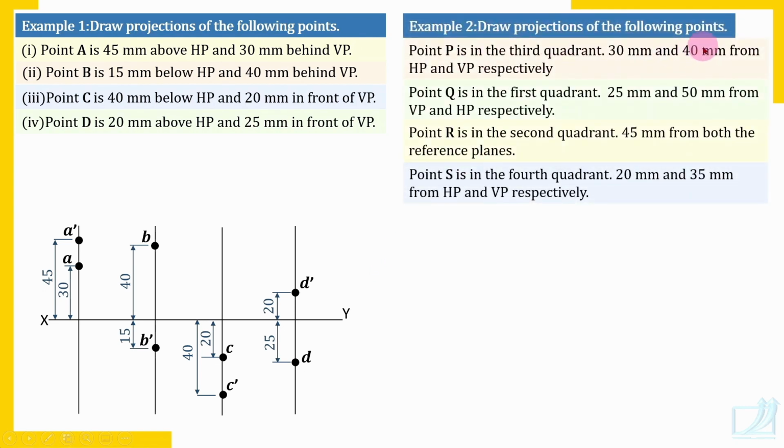Draw projections of the following points. Point P is in the third quadrant and 30 millimeters and 40 millimeters from HP and VP respectively. Now wait. Don't waste your time in reading this entire statement. Draw projections of the following points. What do you mean by that? Draw front view and top view of following points. How many points are there? P, Q, R and S. So 4 projectors are involved. So start with XY line. So draw XY line. Label it as XY line. Then draw 4 projectors.